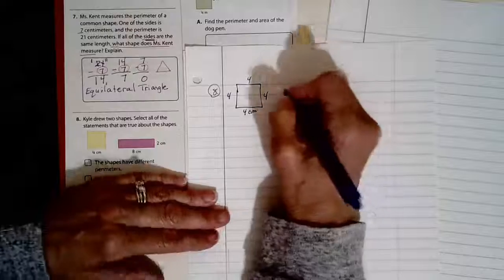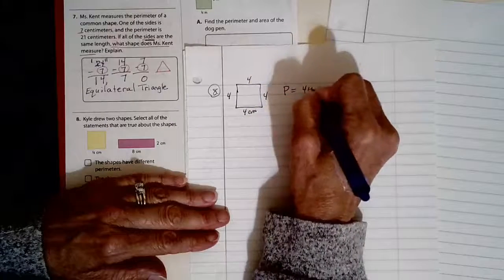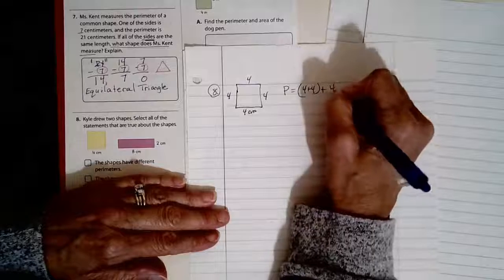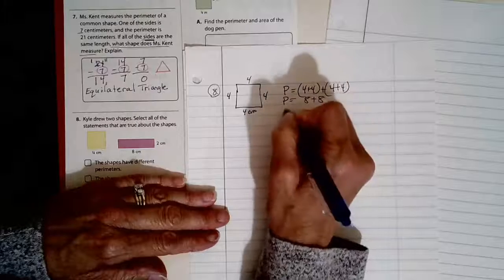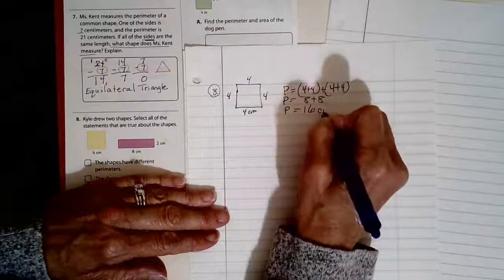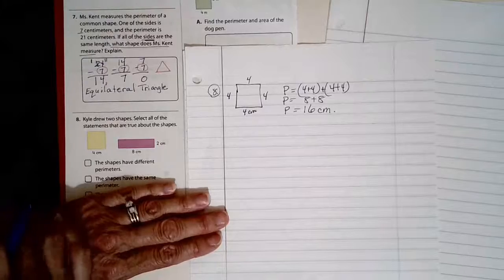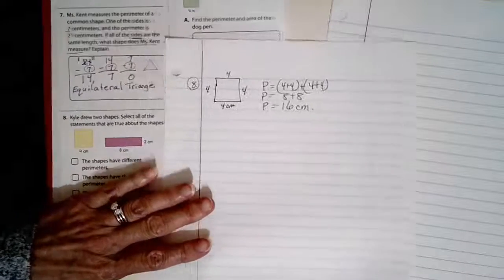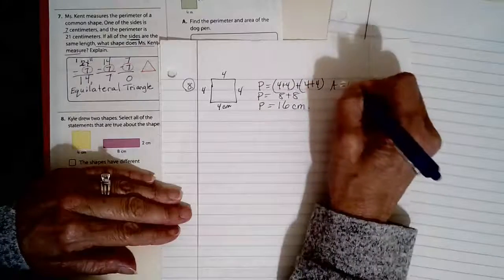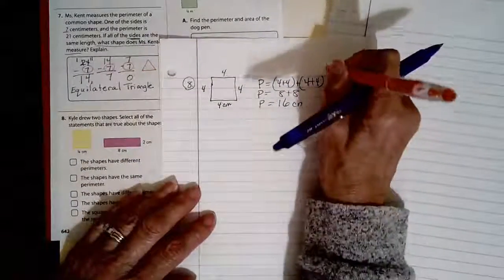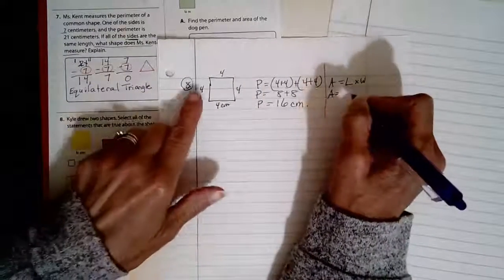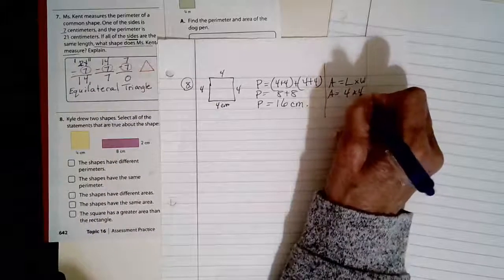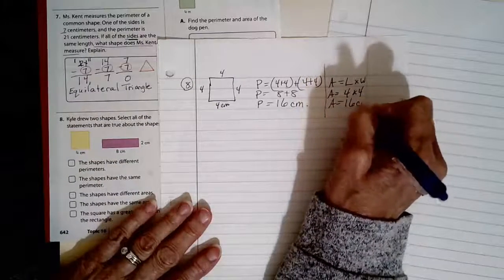So let's do the perimeter first. The perimeter equals 4 plus 4 plus 4 plus 4. So the perimeter equals 8 plus 8. So my perimeter is 16 centimeters. But now we need to solve for the area. So our area is length. Let me divide our space so you can see it better. Length times width. So my area equals 4 times 4 because it's a square. So area equals 16 centimeters. All right, now let's look at the second shape.